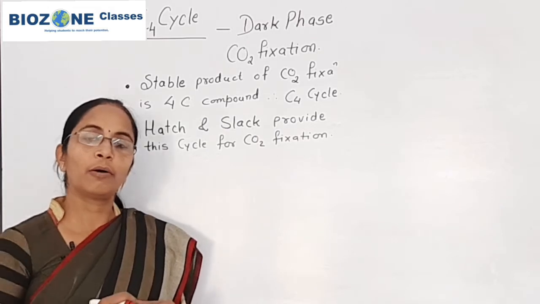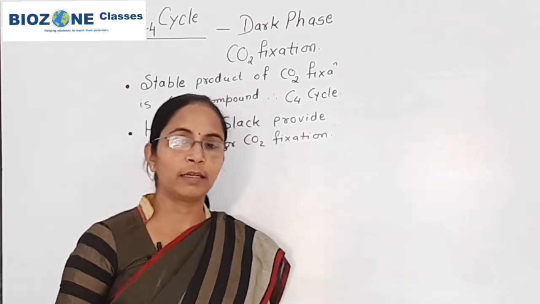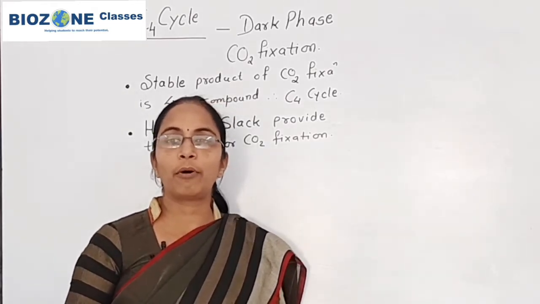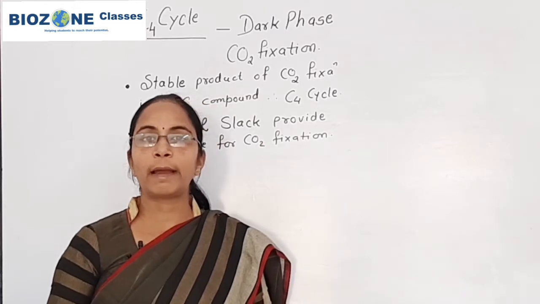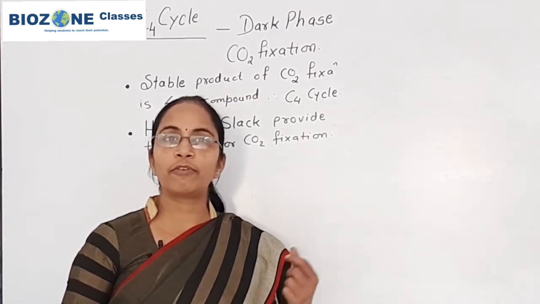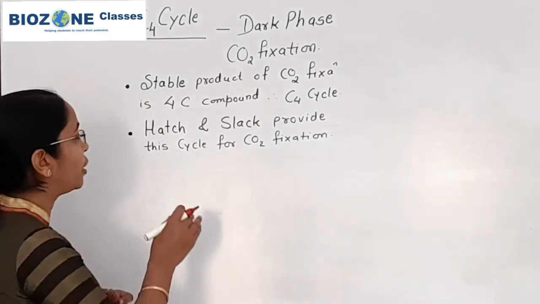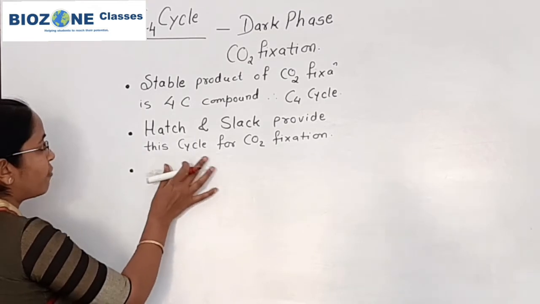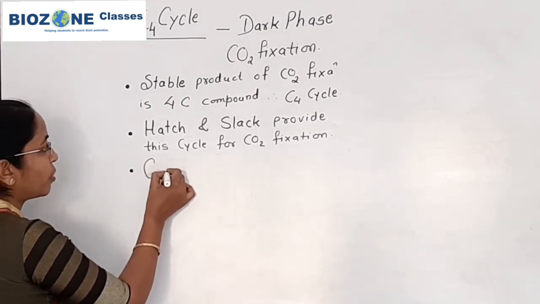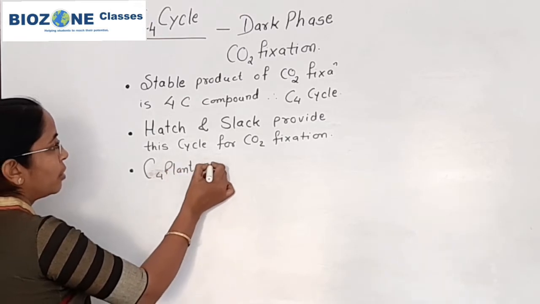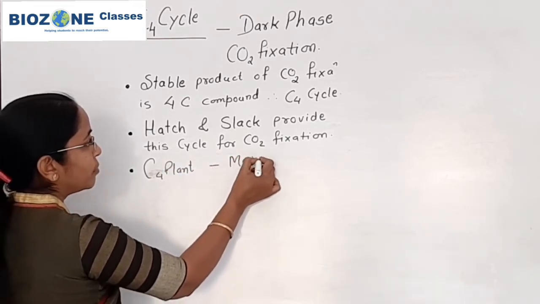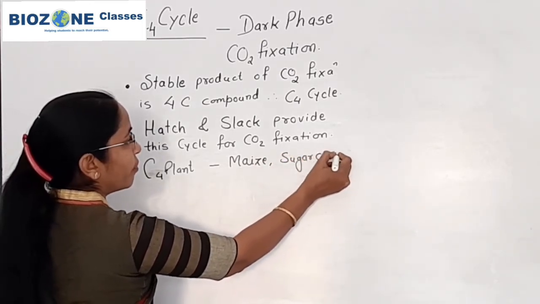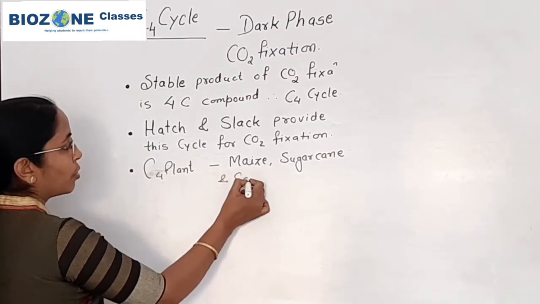Now when we study the Hatch and Slack cycle, one of the important questions is: what are the examples of plants where the C4 cycle is present? So here you remember C4 plants. What are the C4 plants? C4 plants commonly means maize, sugarcane and sorghum.